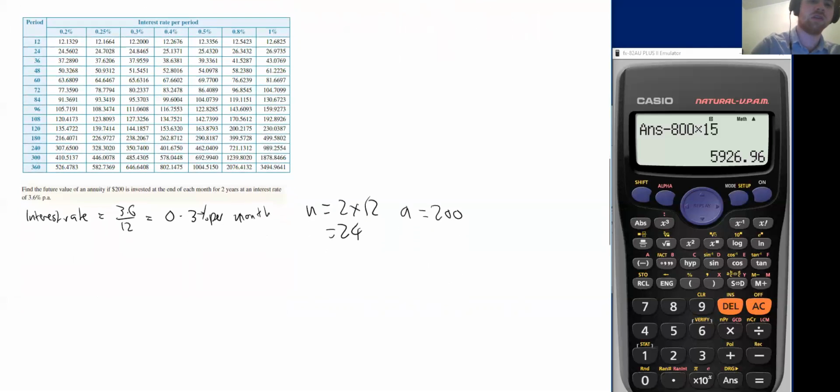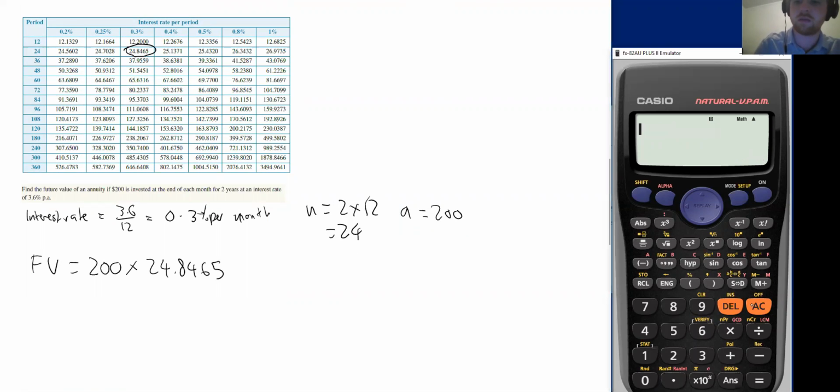So now we can use our formula, future value equals 200 times, we're going to find our interest factor. So it's going to be 0.3%. That's why we needed these smaller percentage rates, because we're dealing with per month. 0.3%, and we're looking at 24 months. So there's our value there, 24.8465. So let's put that in our calculator.